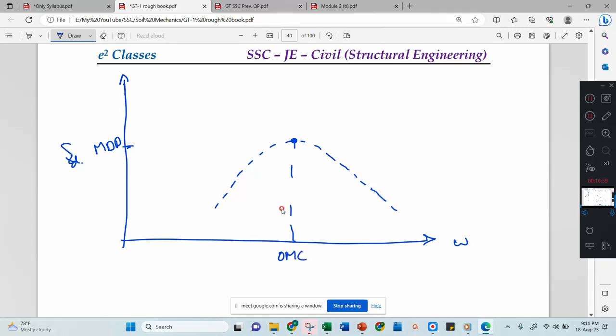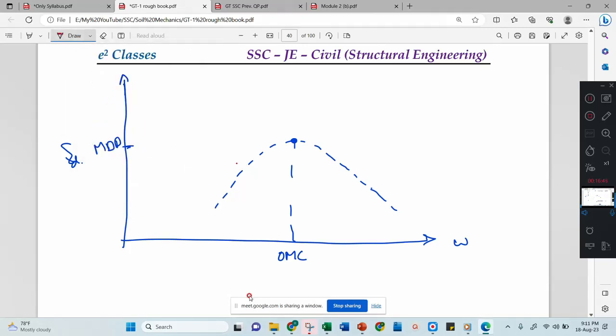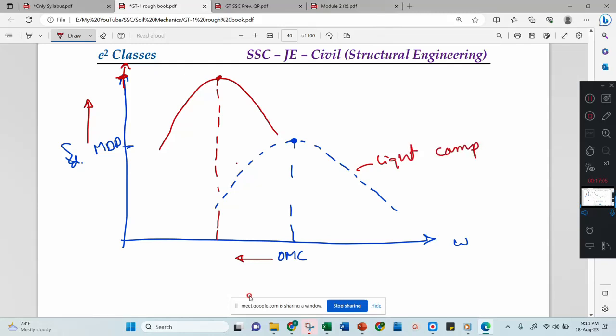Correct? Now if you do heavy compaction for the same soil, what happens? The curve will shift this side, which means the OMC decreases and density increases. They may ask you, this is your light compaction, and this is your heavy compaction.